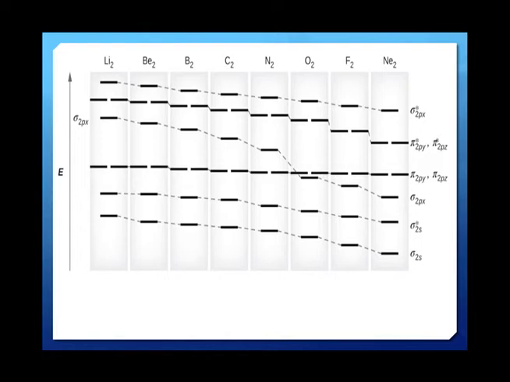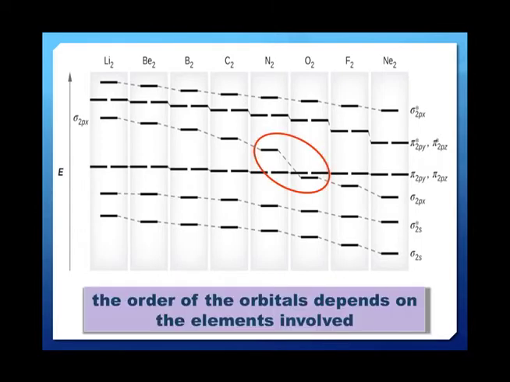Looking at this diagram, we can see the molecular orbitals that would result when 2 atoms of these various elements come together, and also that there is a discrepancy in the order once we get to oxygen. The sigma 2p and the pi 2p orbitals occur in a particular order from lithium to nitrogen, and then they swap from oxygen to neon. This occurs because of a phenomenon called sp mixing.